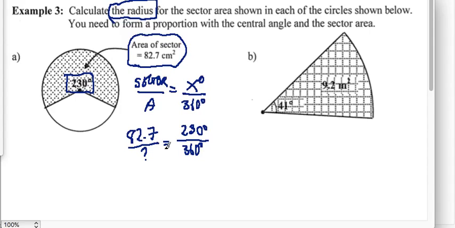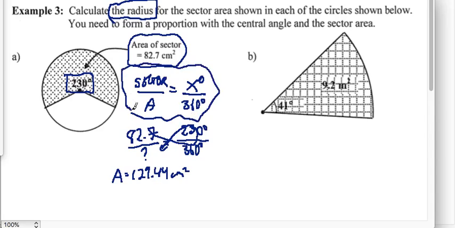It means that I'm going to use the fish method. I'm going to do 82.7 times 360 divided by 230 to find out what goes there. So times 360 divided by 230, and that tells me the total area of the circle, which I'm going to write here. The total area of the circle is 129.44 centimeters squared. Now the question isn't asking me to just find the area here, right? I'm using this nice proportion here because it's going to help me get to the final answer, which is the radius. But by now you know that if you have the area, it's not too hard to find the radius, right?